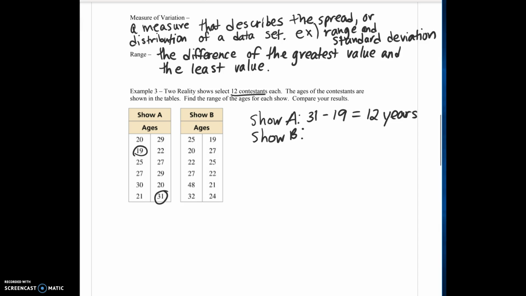And then for the other one, we have this one we would have called an outlier from the first page, a 48-year-old contestant minus also 19 as the youngest age. So this appears to be more spread out, but it might again be the outlier that's kind of throwing off the data a little bit, because beyond that, the next oldest is 32, which is more like the first show. So the way we can kind of look at that spread a different way, rather than just doing the highest and lowest, is something called standard deviation.